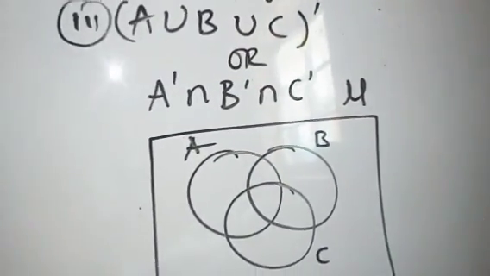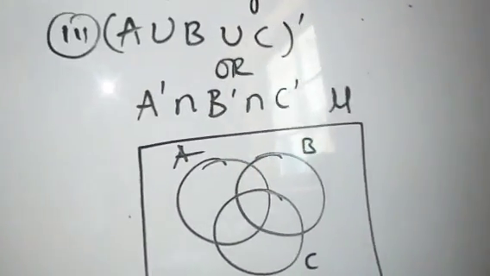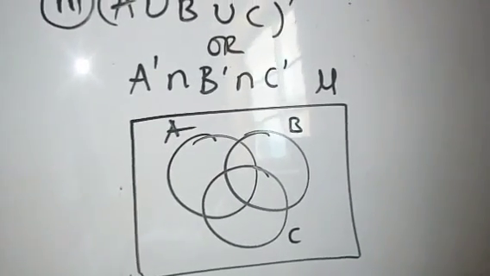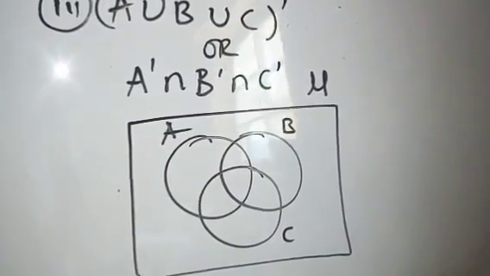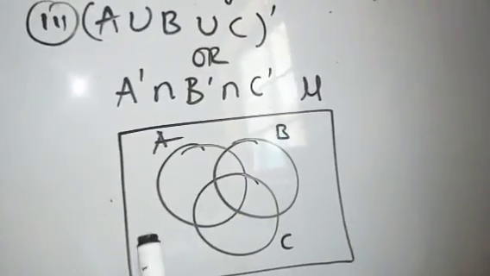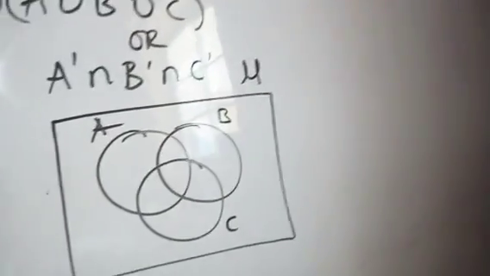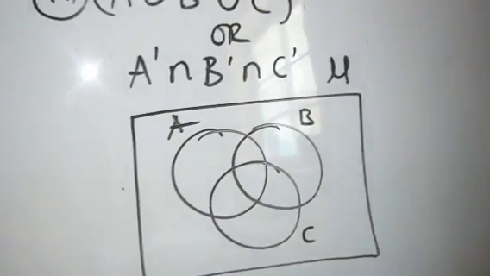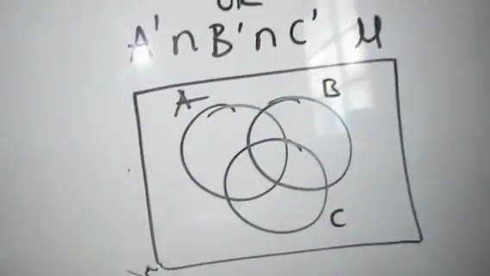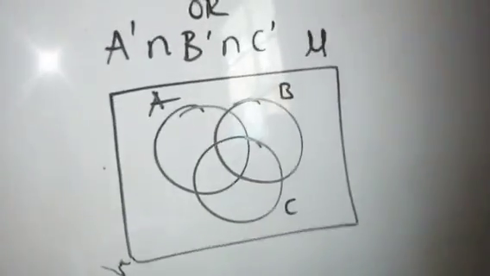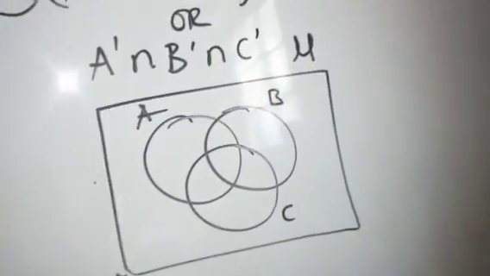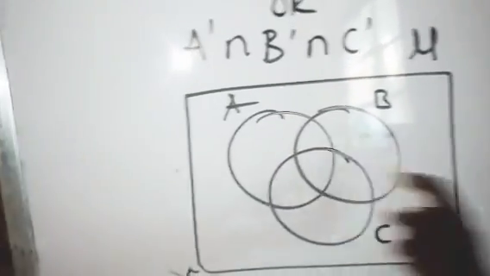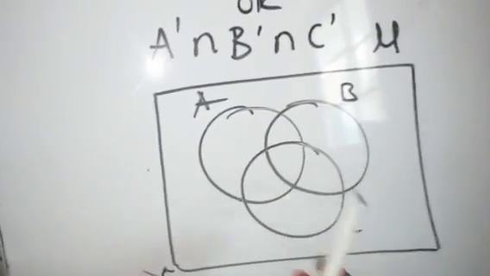Now to the third one, we want to represent A union B union C all prime on a Venn diagram. This A union B union C all prime is also the same thing as A prime intersection B prime intersection C prime. So how can we represent this easily? Let's start from the inside. We have A union B union C. What do we mean by it? That is the joining of the elements in A, B, and C together.